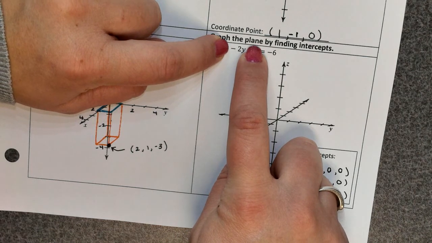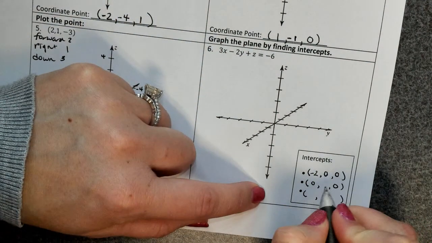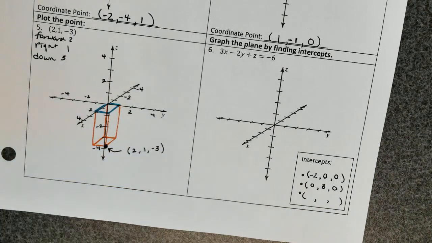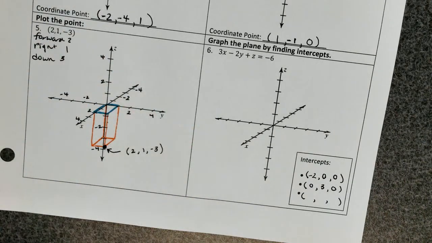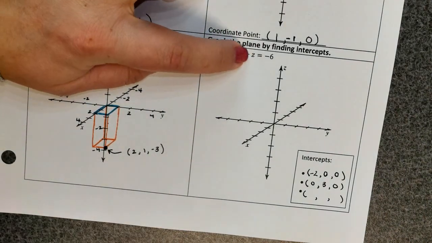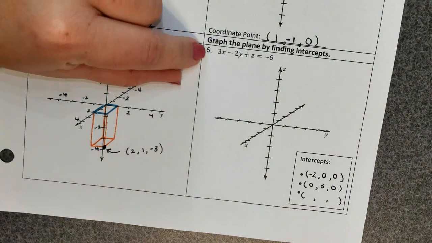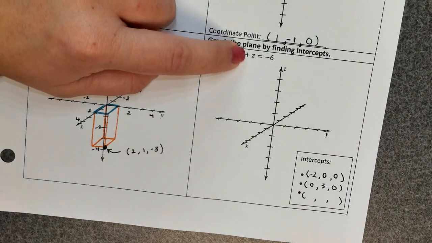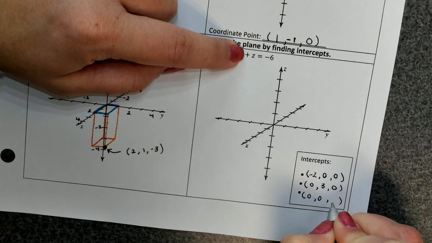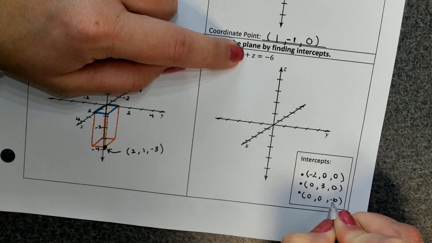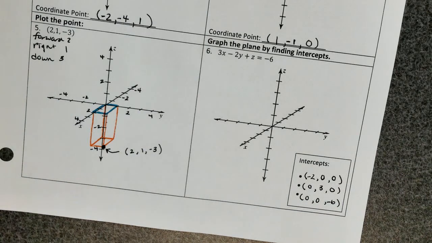What is it? 3. So your y-intercept is at 0, 3, 0. Okay. Number 13, what about your z-intercept? It would have to be negative 6 because you're going to plug in 0 for x, plug in 0 for y. You're going to have z equals negative 6. And there's not even any solving you really have to do there because z is already alone.